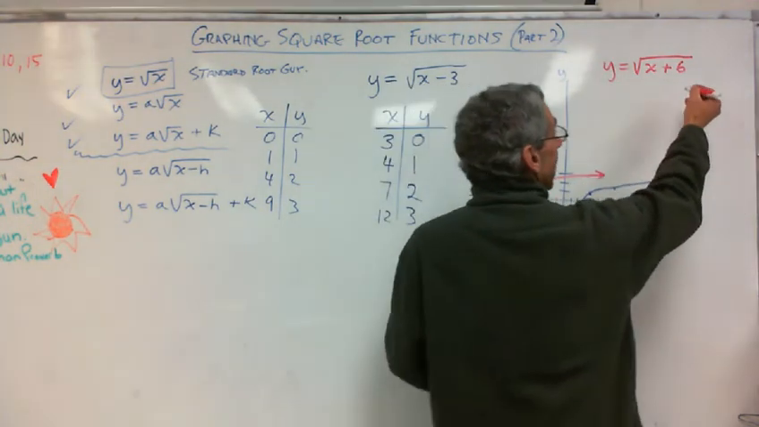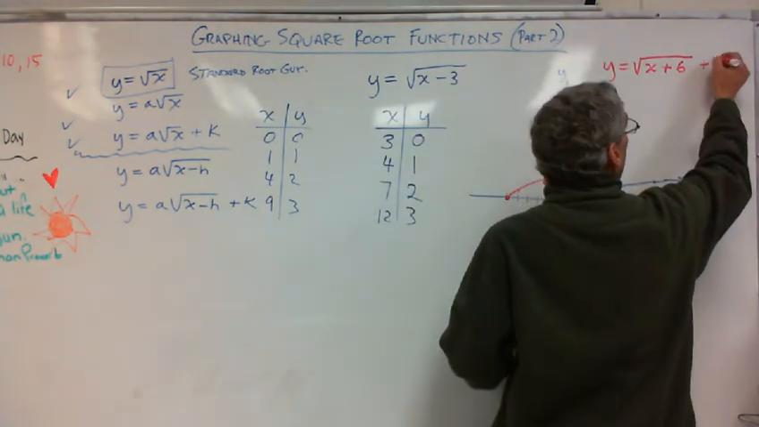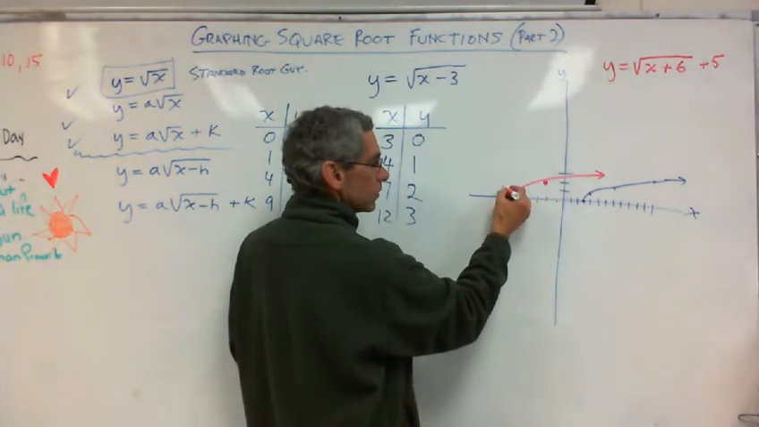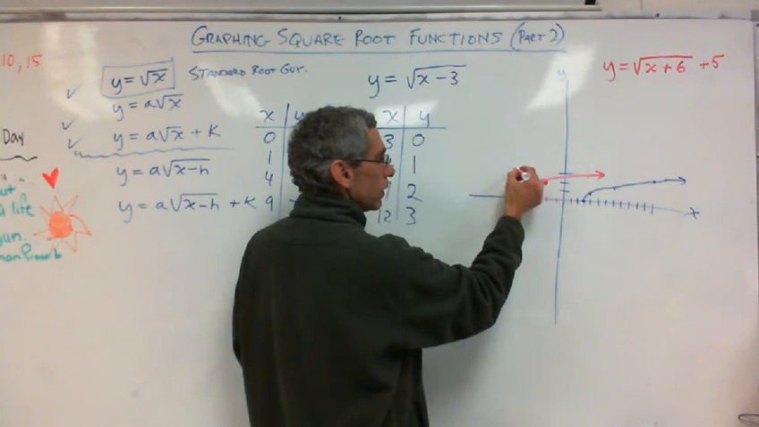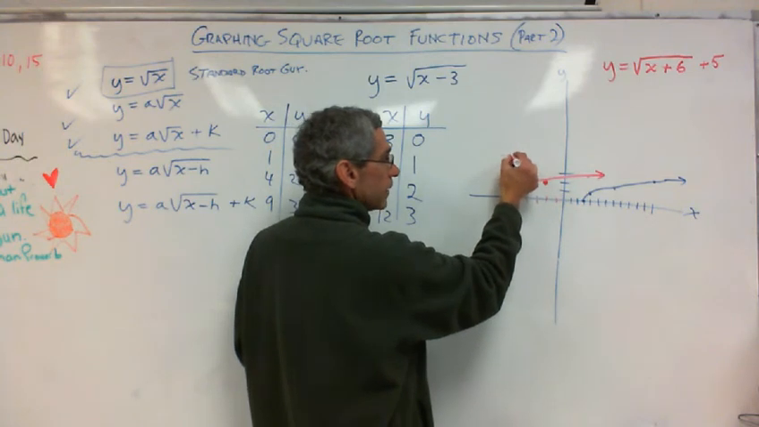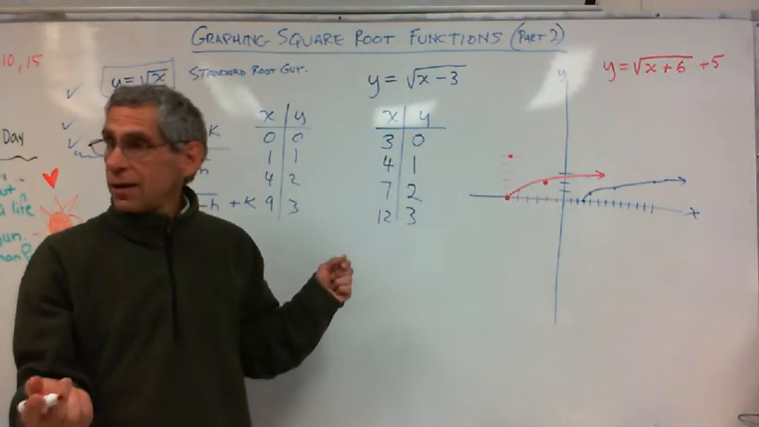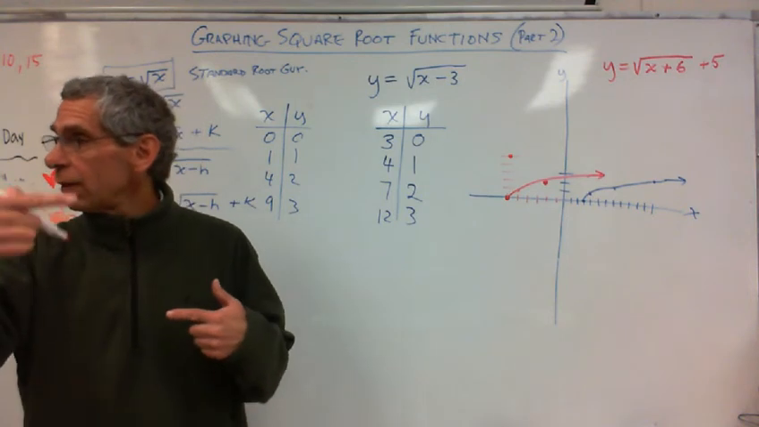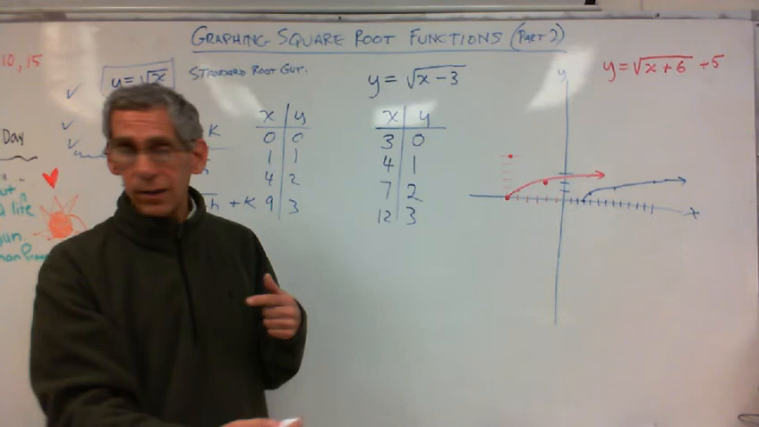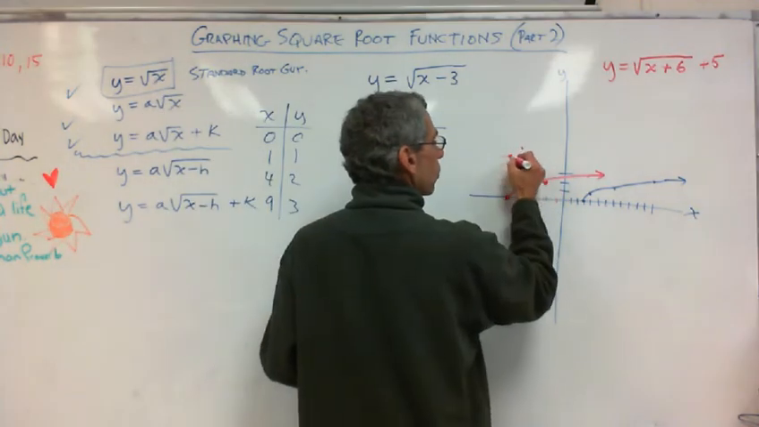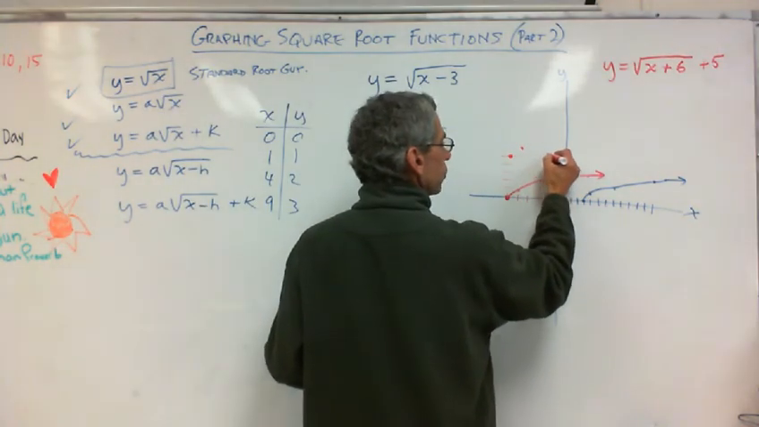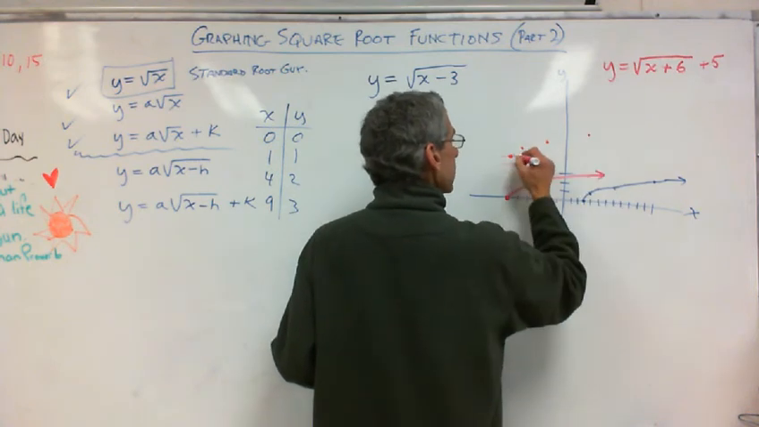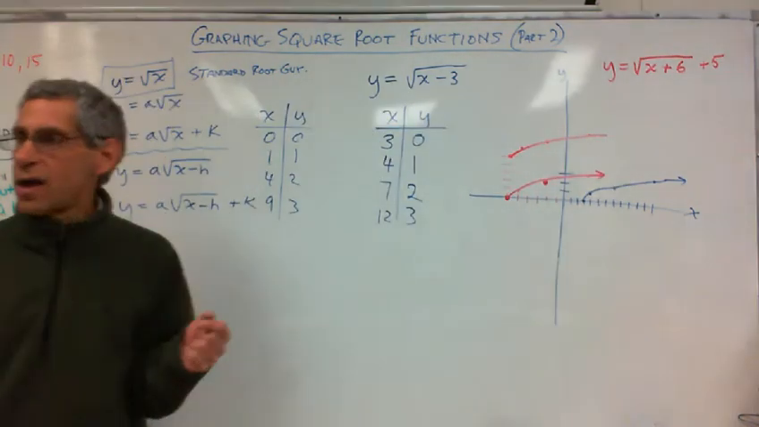If I had put a K here, let's say I said plus 5, what would I have to do? I would just have to move this up 5. 1, 2, 3, 4, 5, and put my dot here. And then I just do standard root guy. Over 1, up 1. Over 4, up 2. Over 9, up 3. Right? See what I'm saying? From here, over 1, up 1. Over 4, up 2. Over 9, where's 9? Up 3. And draw my graph. Done.